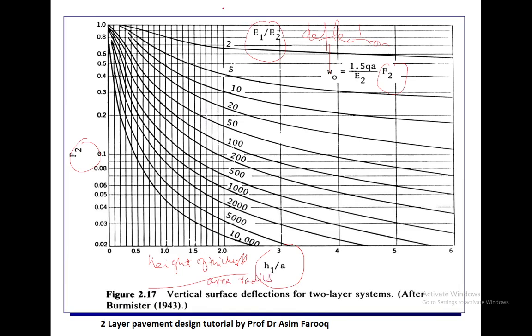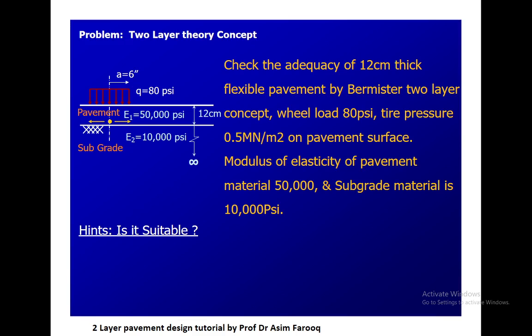For that purpose, we need E1 and E2, meaning the Young modulus of both layers, as well as the height and radius of the cyclic loading. Then we can determine the F value from that specific chart. As you can see here, this is our very first example. We are trying to determine the suitability, and we want to check whether the thickness we provided, 12 centimeter, is acceptable or not.